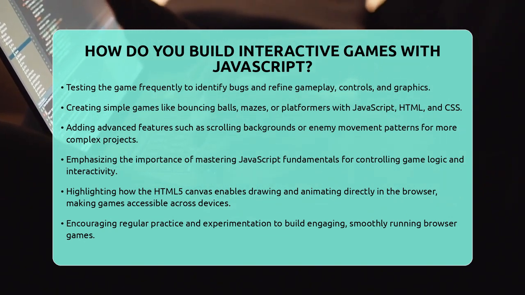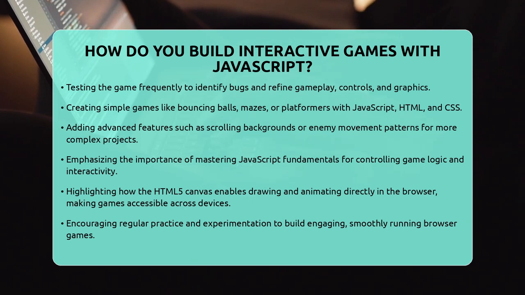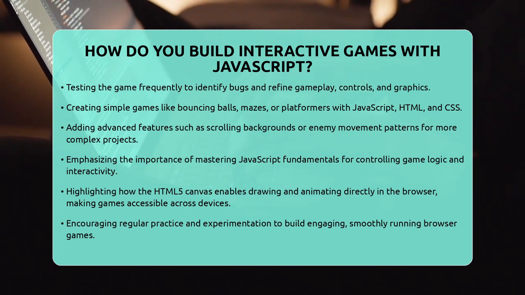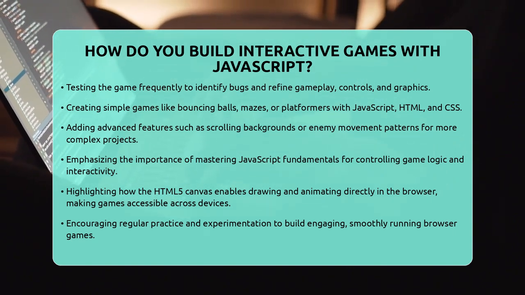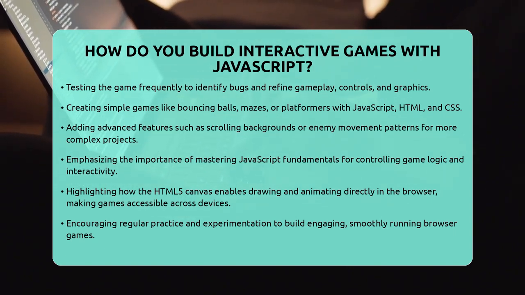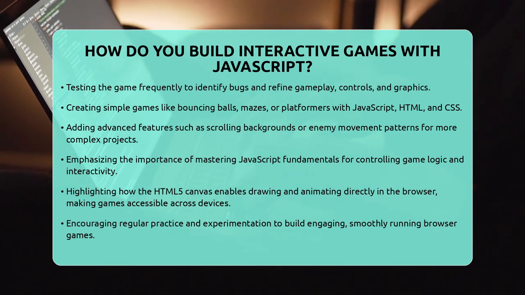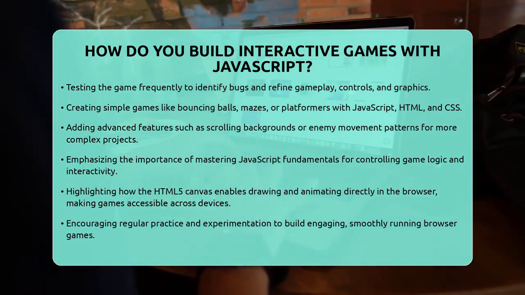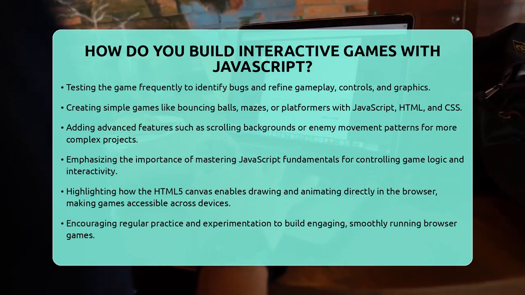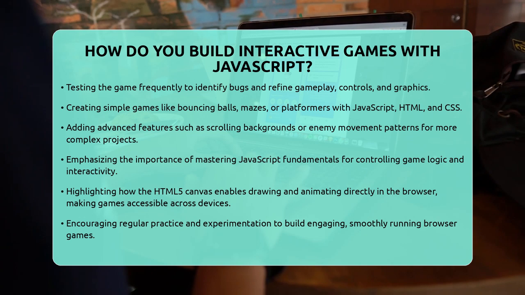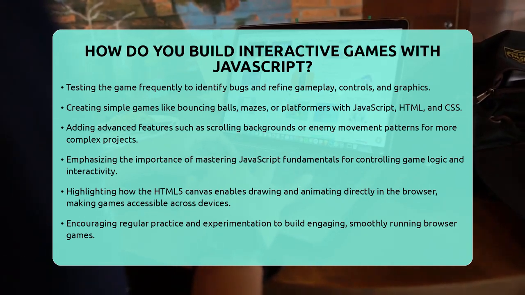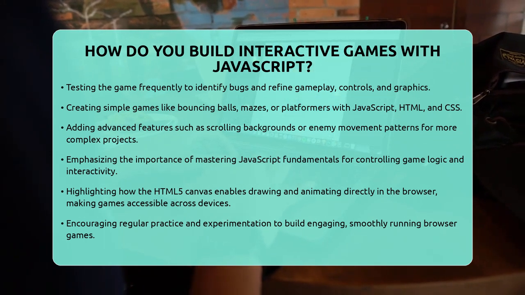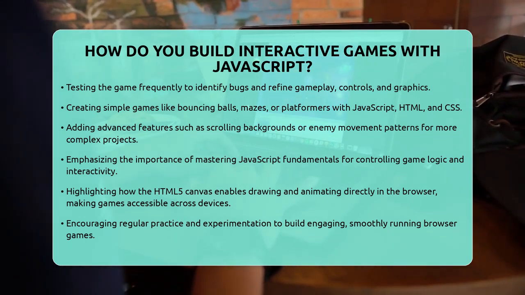Mastering JavaScript core concepts like variables, functions, loops, and event handling is essential because they control game logic and interactivity. Using the HTML5 canvas allows you to draw and animate game elements directly in the browser. This makes your games accessible on many devices without extra downloads. By following these steps and practicing regularly, you can create engaging, playable games that run smoothly in web browsers and help you learn more about JavaScript and web development.